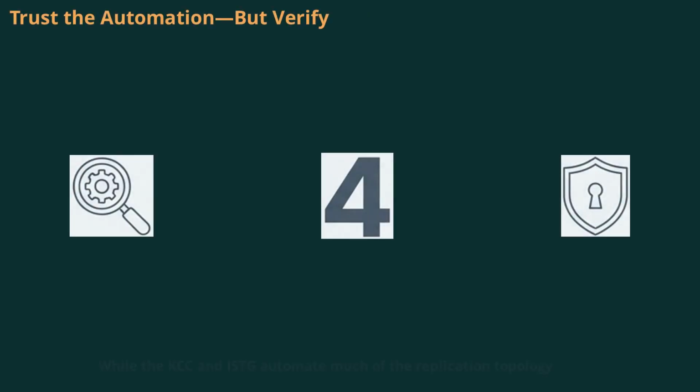While the KCC and ISTG automate much of the replication topology, it's important to monitor their health. Watch for events like ID 1311, which can indicate topology stagnation. Regular verification ensures that automation continues to serve your organization's needs without introducing hidden risks.